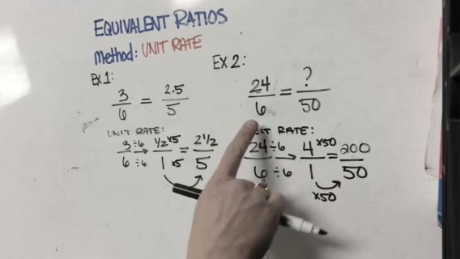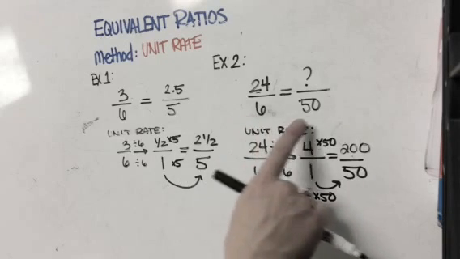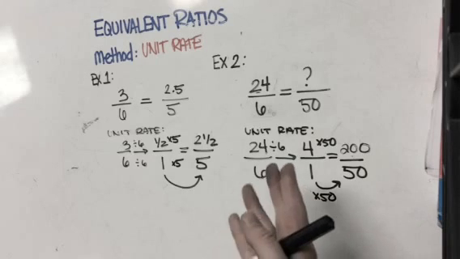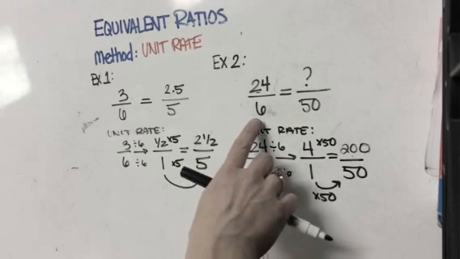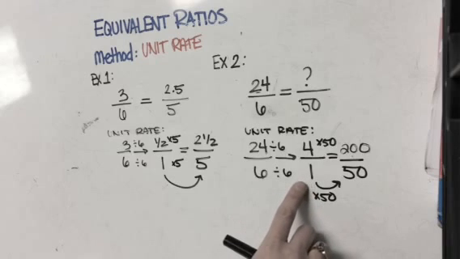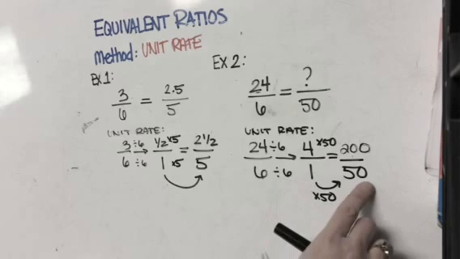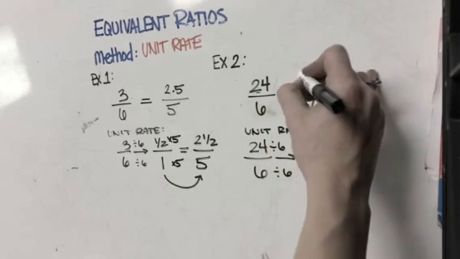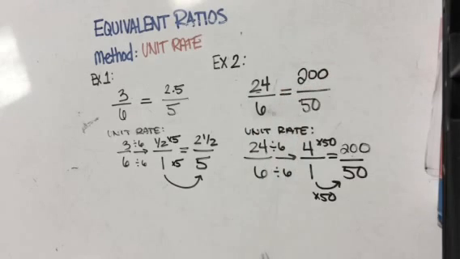It would have been hard for me to know to get from 6 to 50 because it would have been multiplying by 50/6ths, which I don't really know off the top of my head. So I can go instead to my unit rate first. Once I get to my unit rate, I can then easily get to the number that I'm looking for, and then I would know that the missing piece was 200.